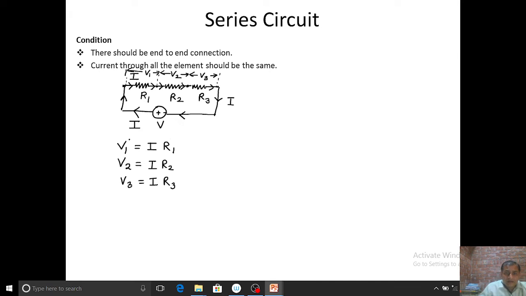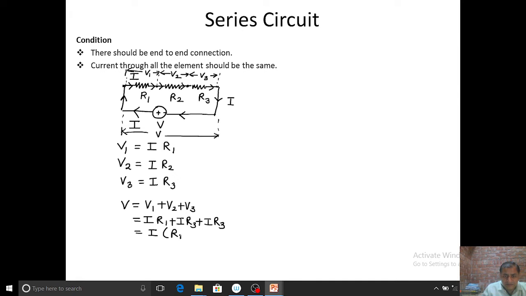So these voltages, V1 is I into R1, V2 is I into R2, V3 is I into R3, but the overall voltage across R1, R2, and R3 is V. So the overall value of V is equal to V1 plus V2 plus V3. That is I into R1 plus I into R2 plus I into R3. I is common from here.